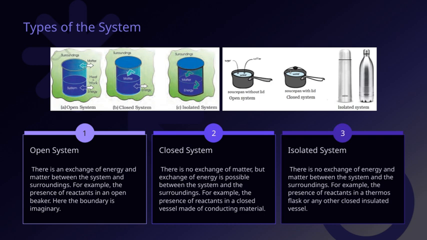Finally, we have the isolated system. This type is completely self-contained, meaning there's no exchange of energy or matter at all. A common example is a thermos flask or any other insulated vessel designed to prevent any transfer, keeping everything inside entirely isolated. These distinctions are important because they help us understand how systems interact with their environment, which is fundamental in thermodynamics and energy studies.